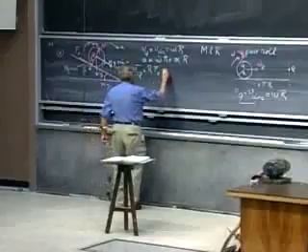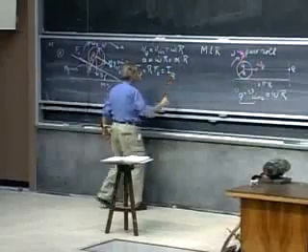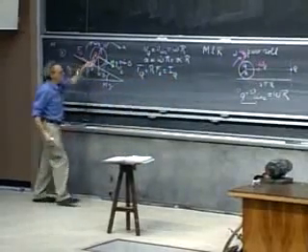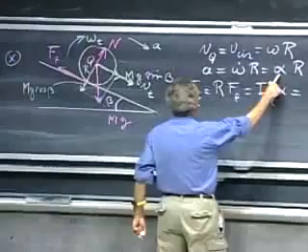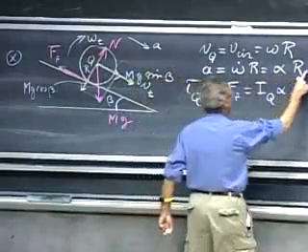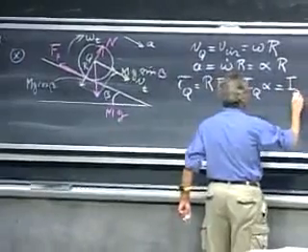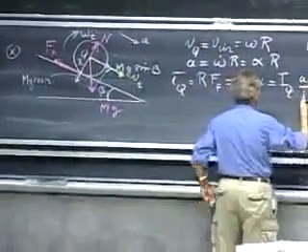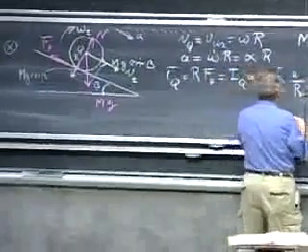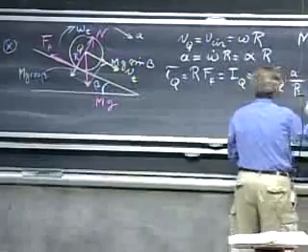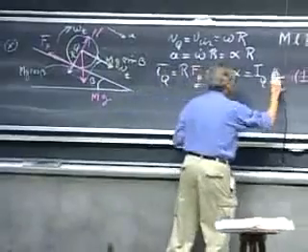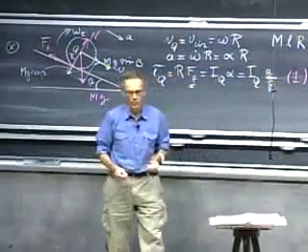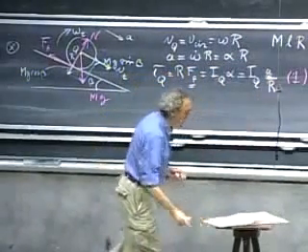This must be I alpha, I being the moment of inertia for rotation about this axis through point Q, times alpha. But I can replace alpha by A divided by R. So I get the moment of inertia about Q times A divided by R. And this is my first equation. I have as an unknown the frictional force, and I have as an unknown A, and so I cannot solve for both. I need another equation.